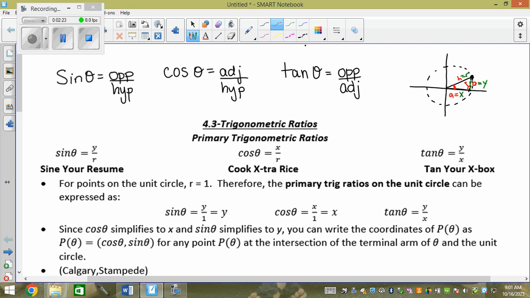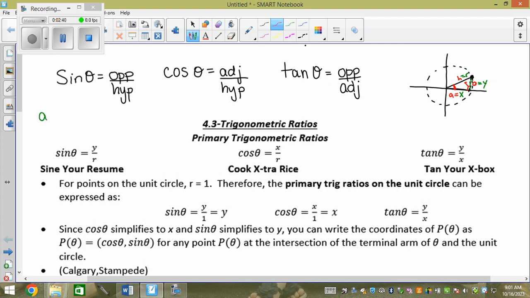But this would also be my what in the unit circle? My x. So when you're looking at it in an actual Cartesian plane, which is what we now look at all of our trig ratios on, your adjacents always are x's, your opposites are always y's, and your hypotenuse is always your radius.